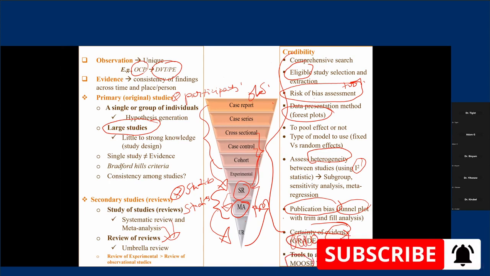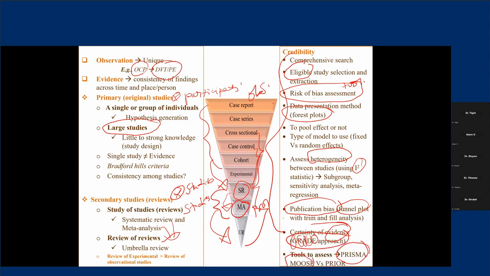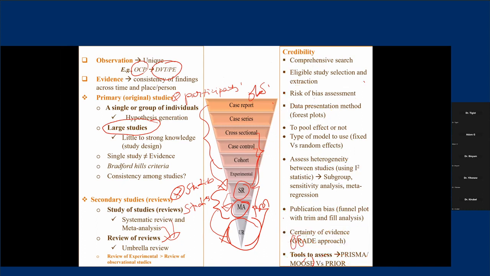MOOSE, you might come across this term, meta-analysis of observational studies in epidemiology. I personally don't recommend this very much because it's not an open access tool, and the commonly used one is PRISMA. But if you come across the MOOSE tool, don't be surprised. It's also a tool to assess meta-analyses based on observational studies. And when you're doing an umbrella review, the tool that you should use to assess if the umbrella review has included every relevant thing is called PRIOR. PRIOR is also a tool that you can access on the EQUATOR Network. I'll share the link as promised.